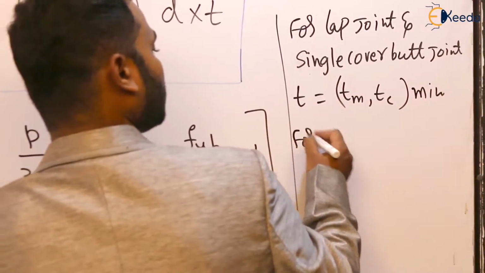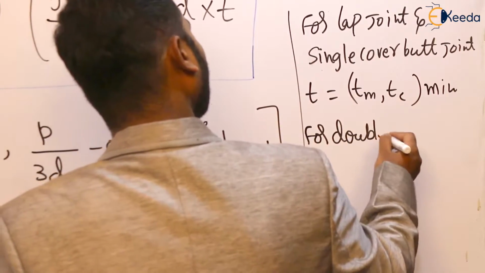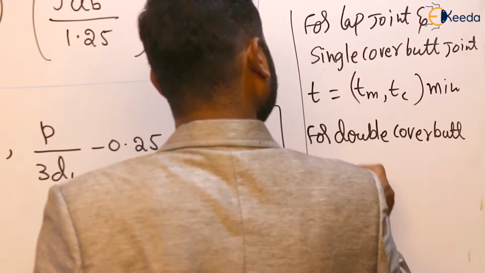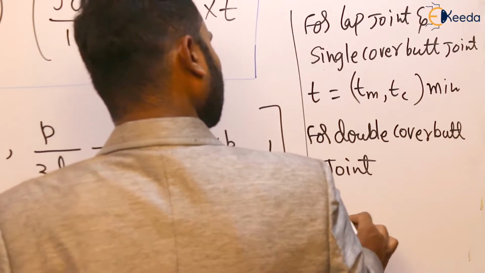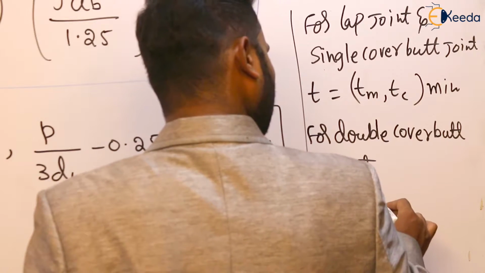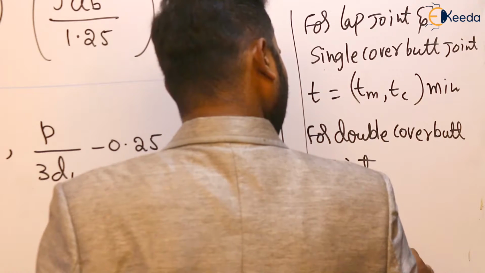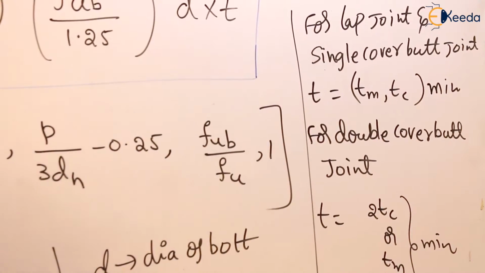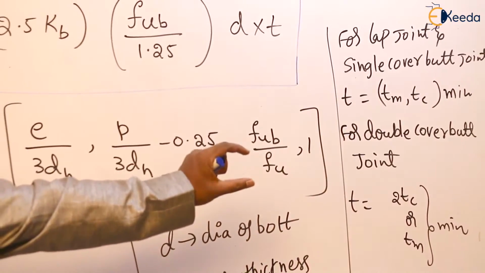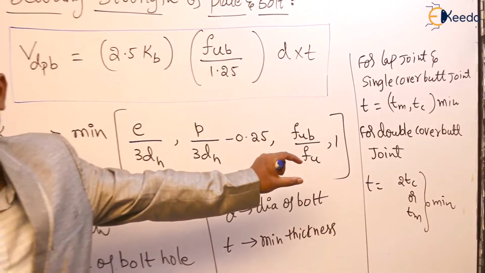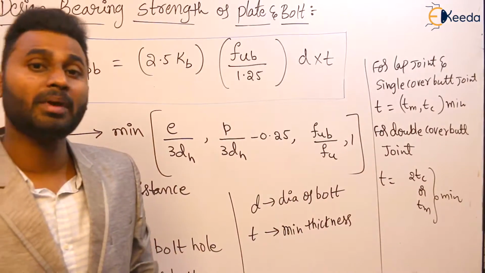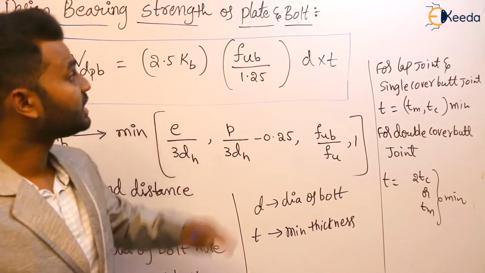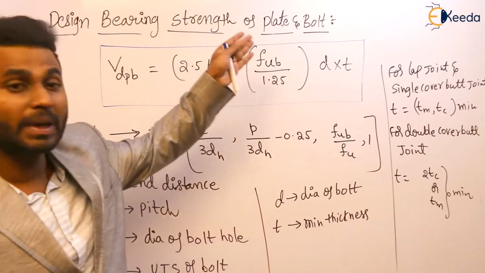For double cover butt joint, T is equal to minimum of 2Tc or Tm. For a double cover butt joint we have to add the thickness of the two cover plates, and then the thickness of the main member or main plate. Out of these two, whichever is minimum is taken as T. So this is about the design bearing strength of the plate and bolt. Take it down.